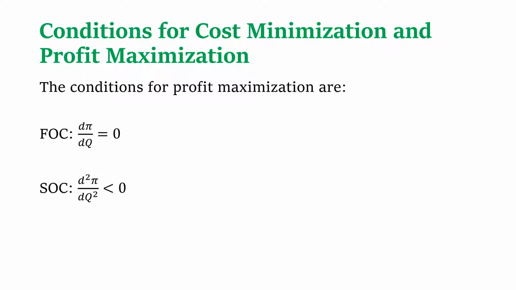So the profit maximizing condition becomes dπ/dQ equals 0, and d²π/dQ² is less than 0. Please make sure you know this one, because in the quiz you are going to expect simple things like this. So make sure you are able to do this. Study them very well and then listen to the video.